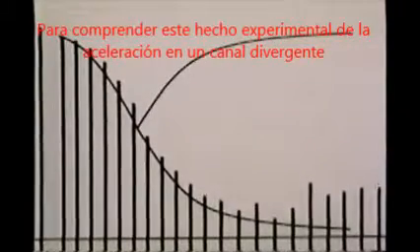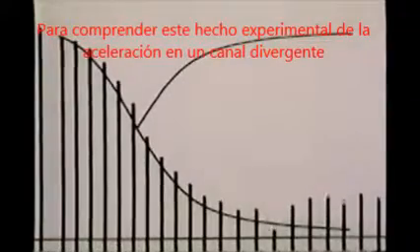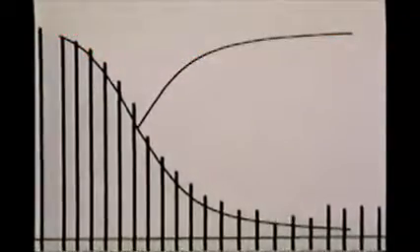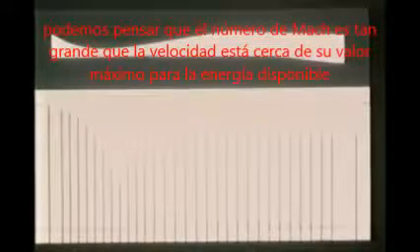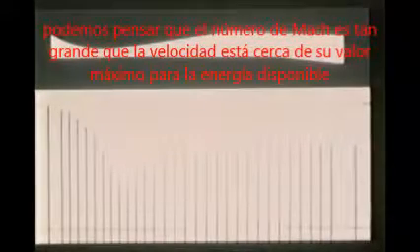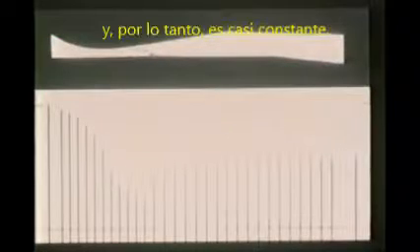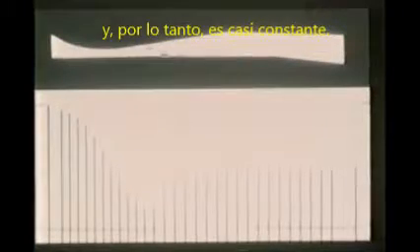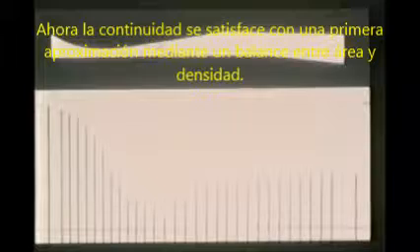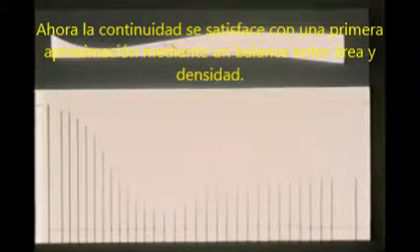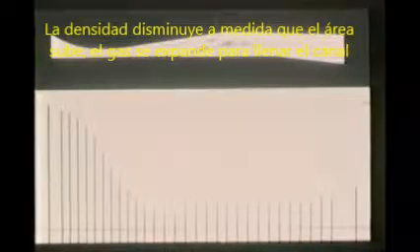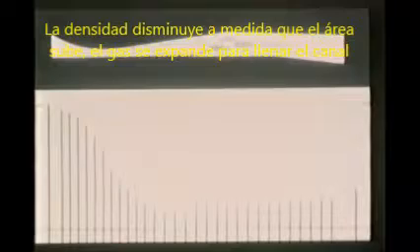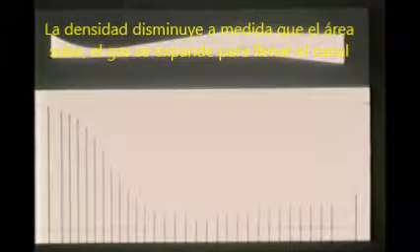To understand this experimental fact of acceleration in a diverging channel, we can think of the Mach number as being so large that the velocity is close to its maximum value for the energy available, and is therefore almost constant. Now, continuity is satisfied to a first approximation by a balance between area and density. The density goes down as the area goes up. The gas expands to fill the channel.